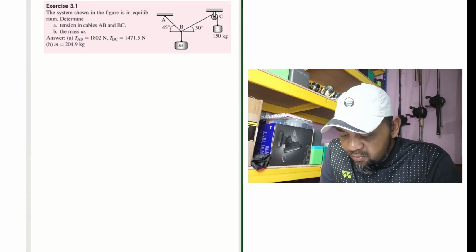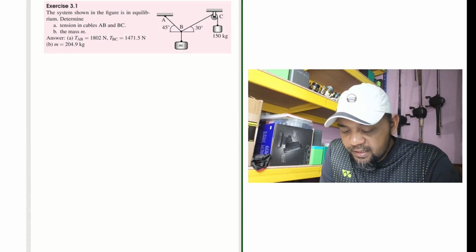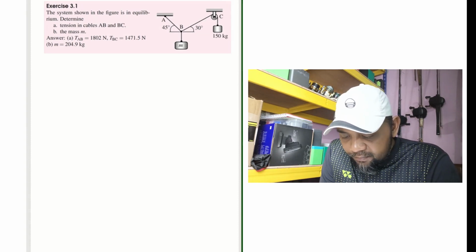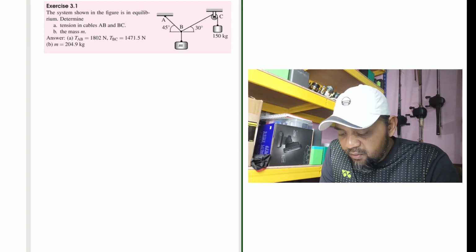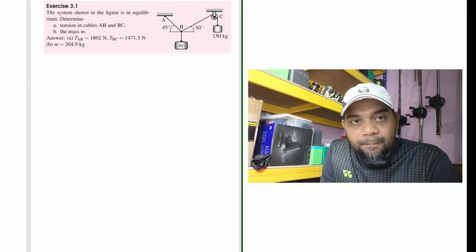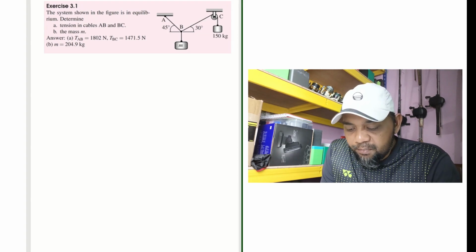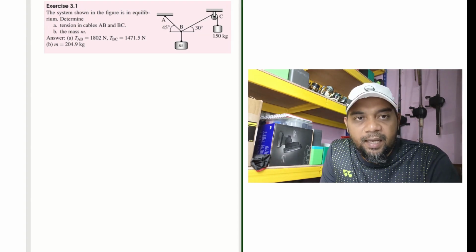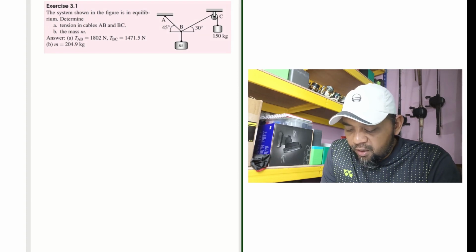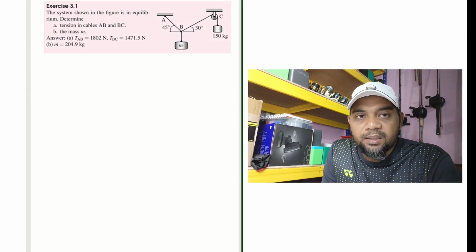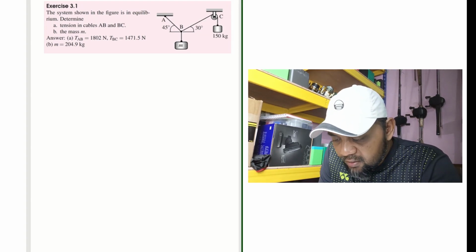So the question asks to determine, first, the tension in cable AB and also BC, and then the second one is the mass M. So we have three unknowns: tension AB, BC, and also the mass M. Also, of course, the answer is already given, but I just want to show you how you get this answer.